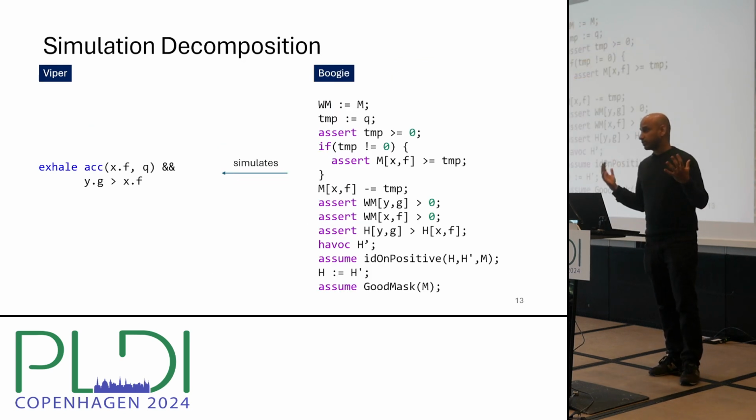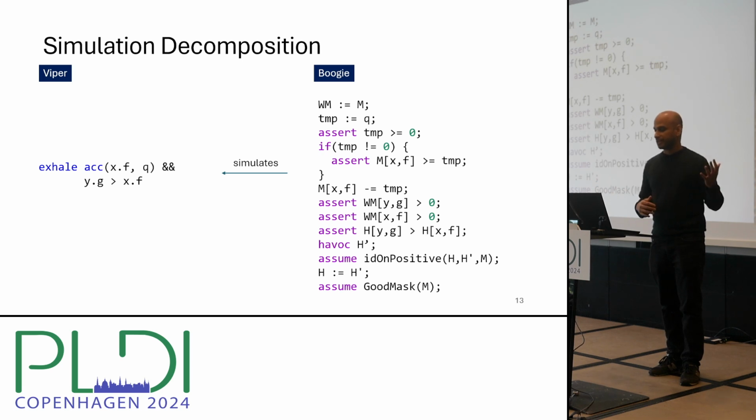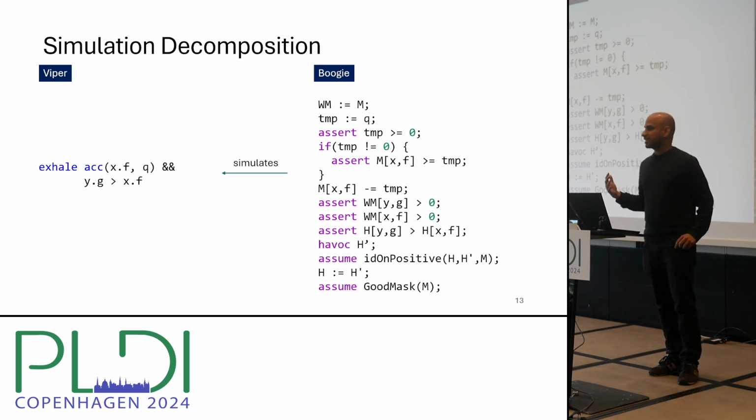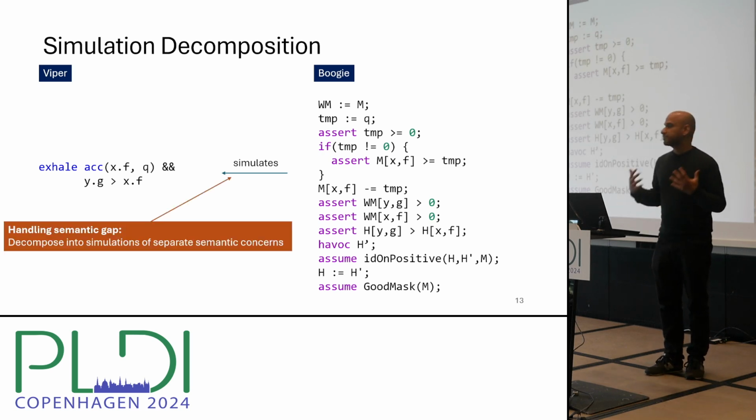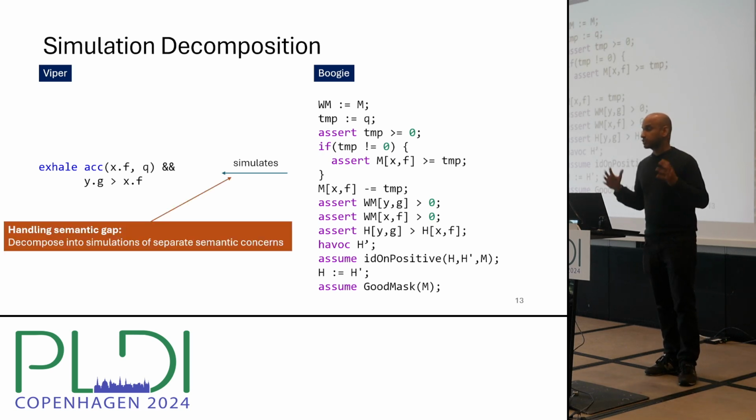So let's get back to our original example. We want to show that the Boogie code on the right simulates the Viper statement on the left. And because the exhale is quite complex and the semantic gap between the languages is large, we decompose the simulation into simulations of separate semantic concerns, which together make up the exhale, because showing the simulations of these smaller semantic concerns is easier than doing it for the exhale in one go.